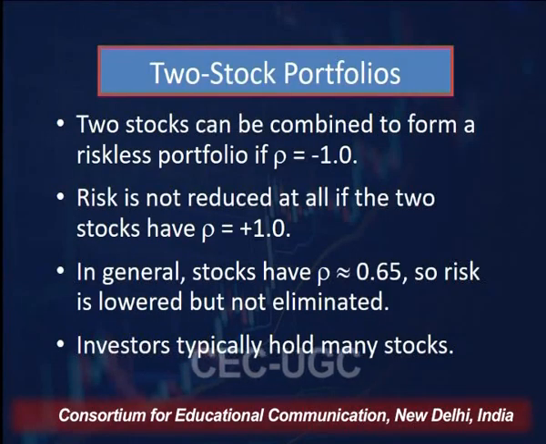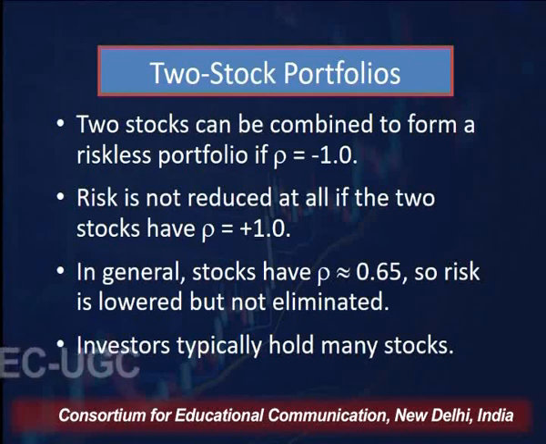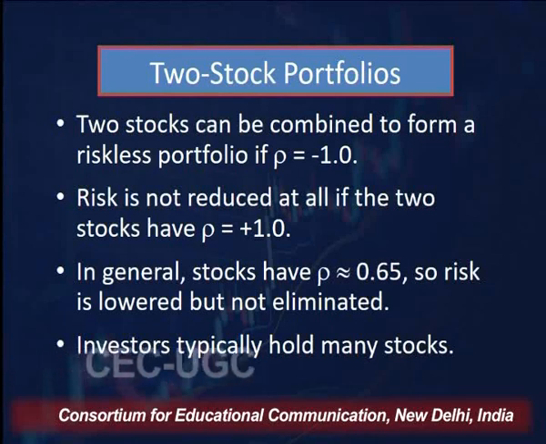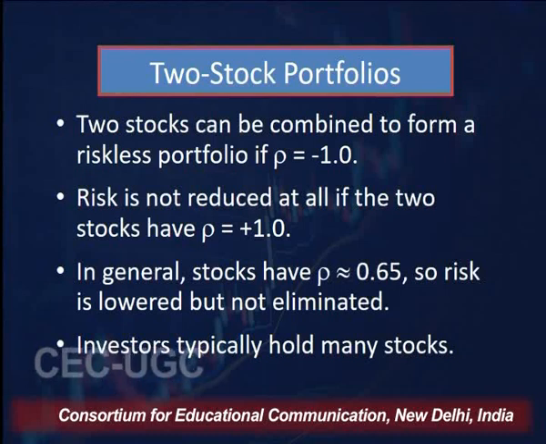Usually what we have observed over the years, in general, is that stocks have a correlation of approximately 0.65. So the risk is actually lowered, but it is not eliminated at all. That means we cannot completely eliminate risk. There's a very important question which is usually asked: can risk be eliminated? Can risk be reduced? The correct answer is that yes, risk can be lowered. It can be reduced, it can be diversified away, but it cannot be completely eliminated.